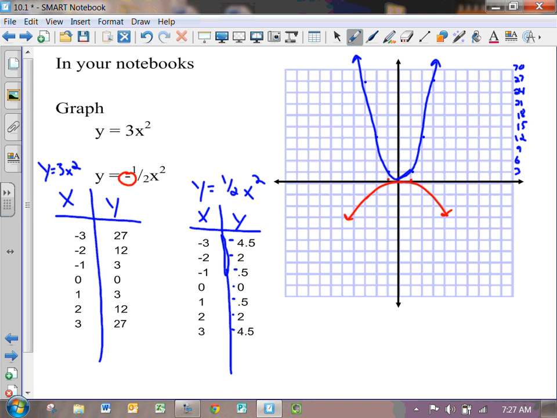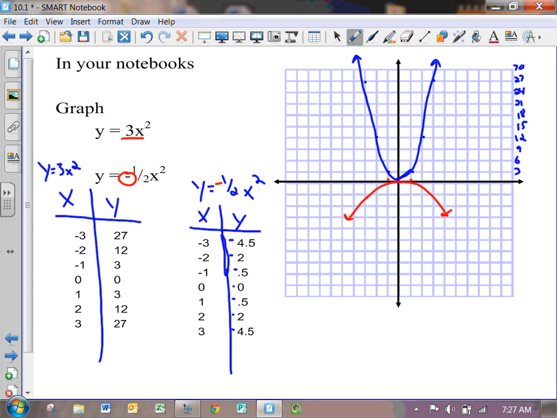All right, so the 3 in front of x squared makes it really, really tall. So that's why the numbers got so big. The 27 got so huge. The negative 1/2 makes it shallower, so it's not as tall. It doesn't get as big as fast. And the negative flips it upside down.